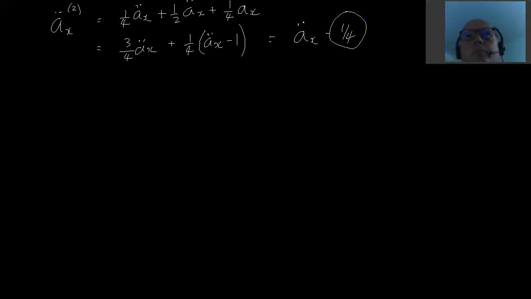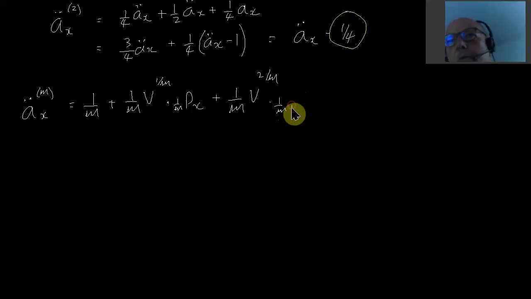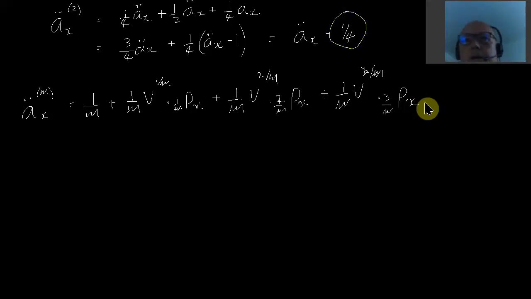So ä (m)x equals 1 over m times 1, because it's going to be paid at the very start, plus 1 over m times discount period 1 over m times 1 over m px, plus 1 over m v to the 2 over m times 2 over m px, plus 1 over m v to the 3 over m times 3 over m px.